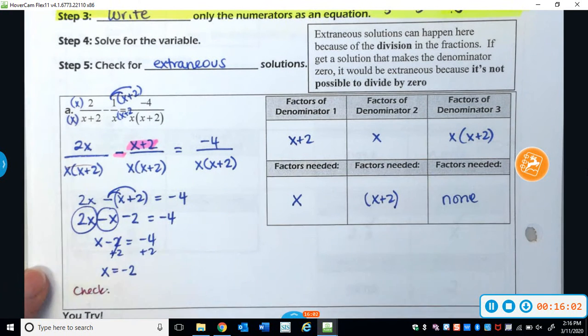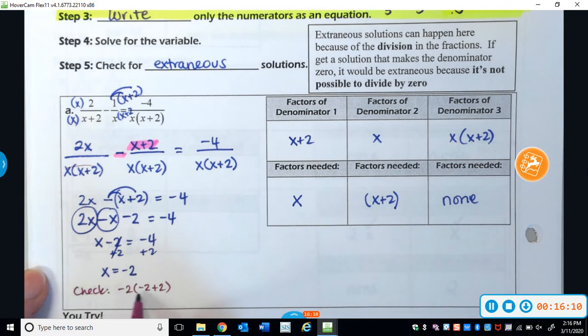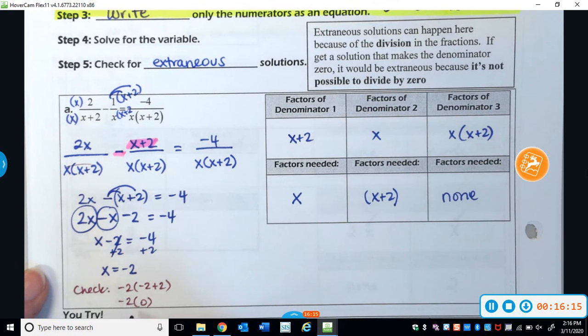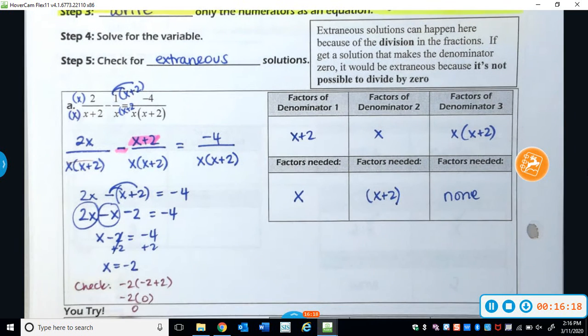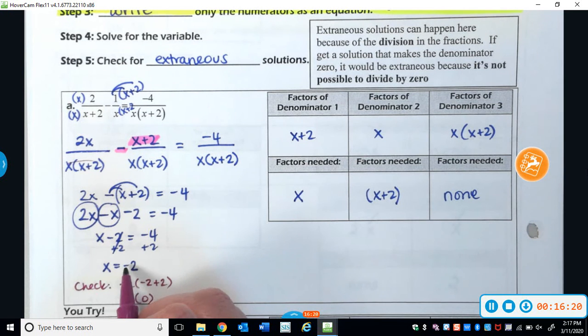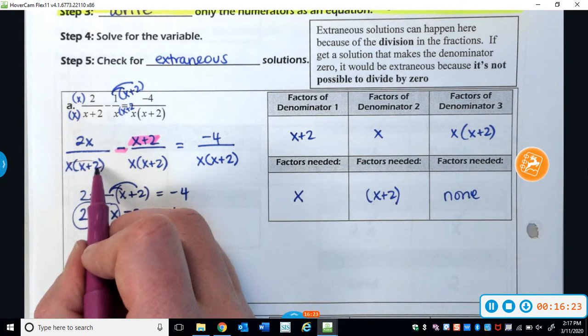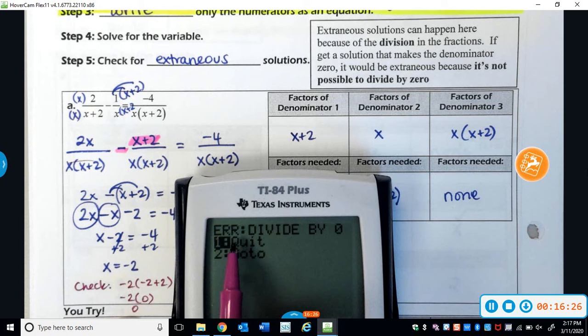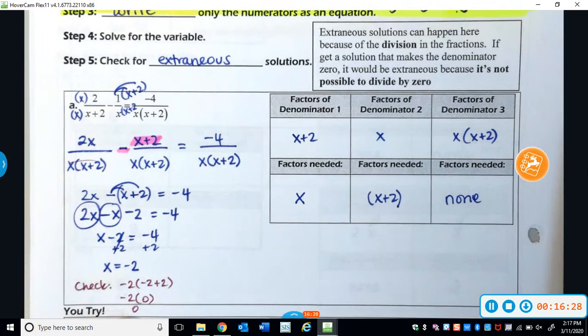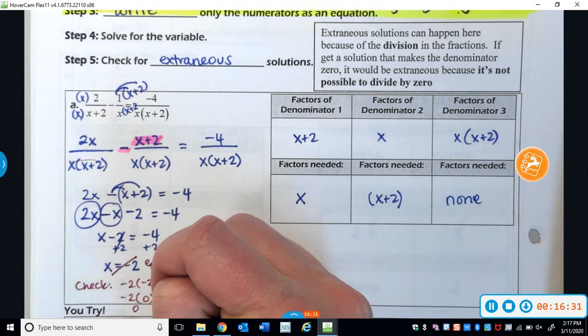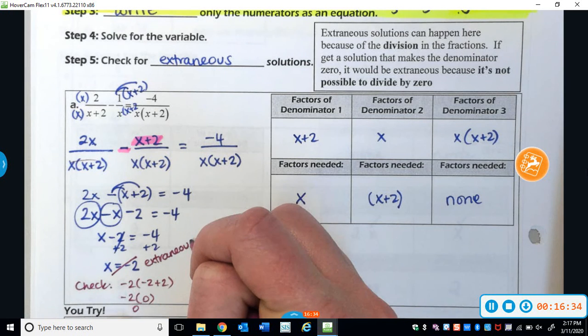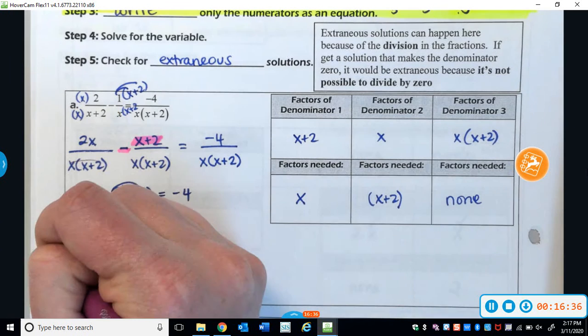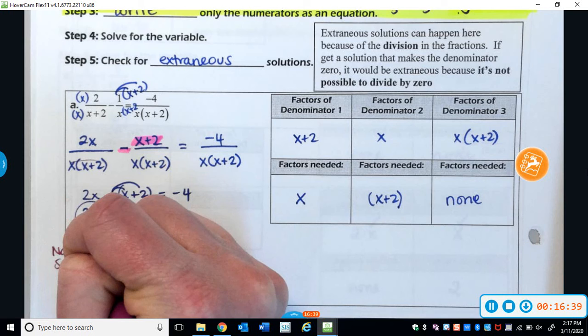So if I check that, if I replace the denominator wherever I see an x with a negative 2, it would look like that. And this is all numbers, so I would be doing order of operations. I'd be doing what's inside grouping symbols first, and negative 2 times 0 gives me 0. So what that tells me is this x value that I found as a solution isn't actually a solution because it makes the denominator 0. And as we saw, it's not actually possible to divide by 0. So at this point, I'd be able to say this is extraneous and it doesn't work. And since I don't have any other answers to check, that means that this particular equation has no solutions.